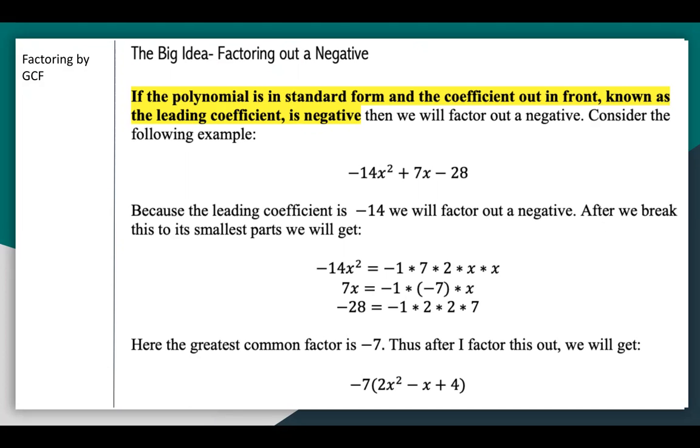and the coefficient out in front, or the number out in front, this is also known as the leading coefficient. If this number out in front is negative, then we are going to factor out a negative. So if we consider this following example, negative 14x squared plus 7x minus 28, well, what we realize here is negative 14 is negative. So what we're going to do is we know we're going to factor out a negative 1 at some point.